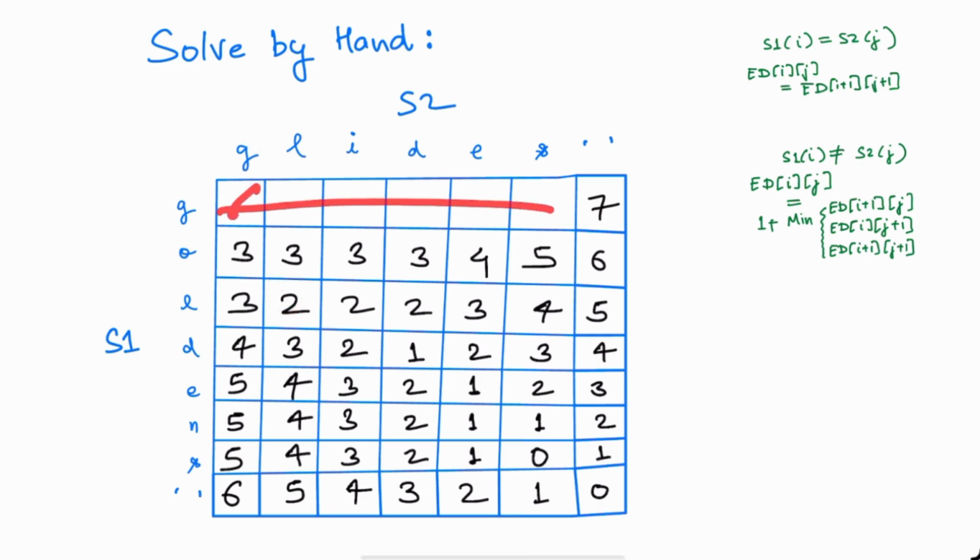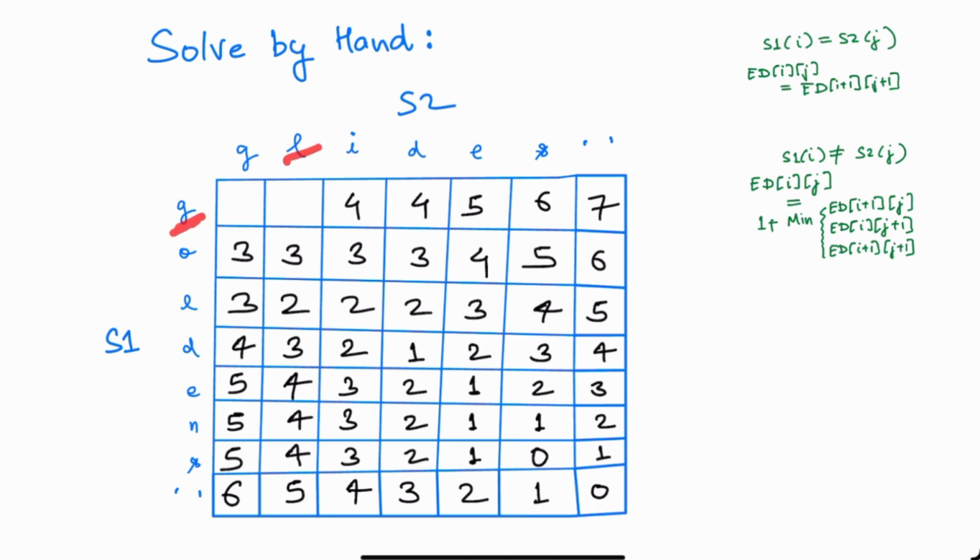Let's move to our last layer. S, G, the characters do not match, so let's put 5 plus 1, which is 6. E and G do not match, so let us put 5, which is 4 plus 1. D and G do not match, so let us put 4, which is 3 plus 1. I and G do not match, so let us put 4, which is 3 plus 1.